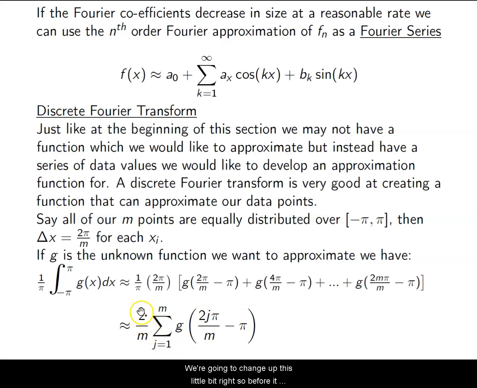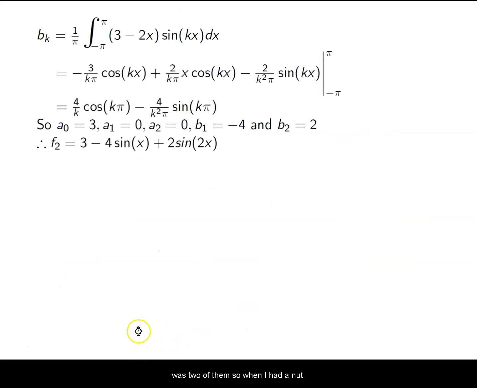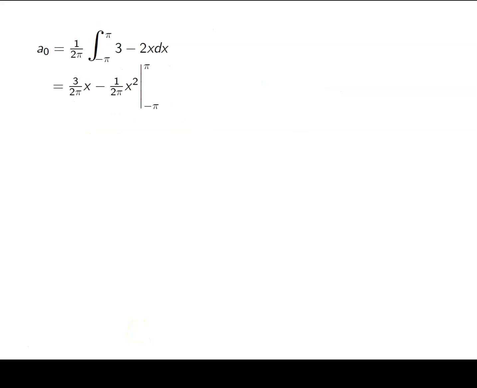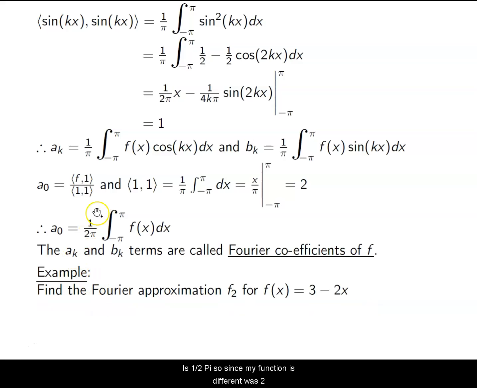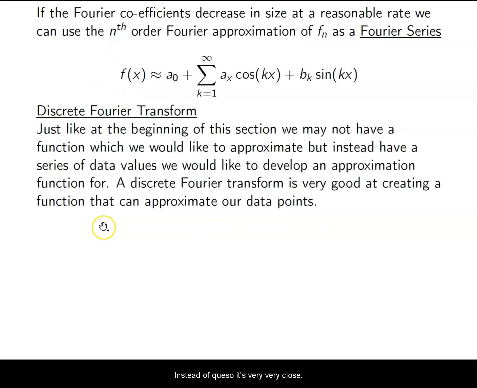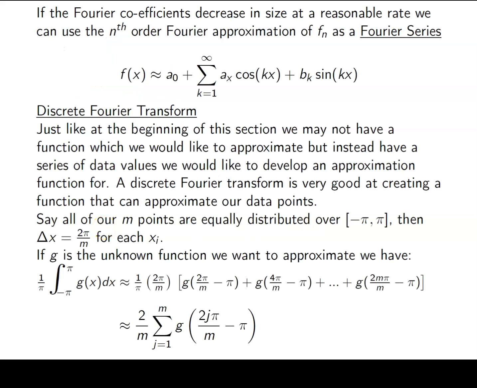So before it was 2 over m, so when I had a naught it is 1 over 2 pi. So since my function is different, it was 2 over m, I basically have the same thing. So it'll be 2 over m, where here the 2 will cancel out, and it'll give me 1 over m instead. Okay, so it's very, very close in formula.